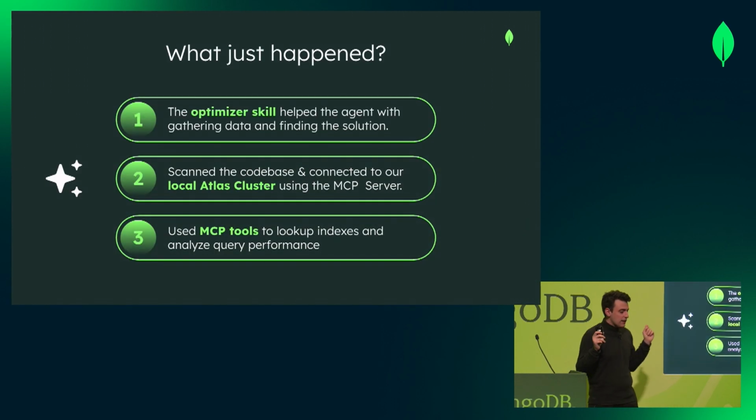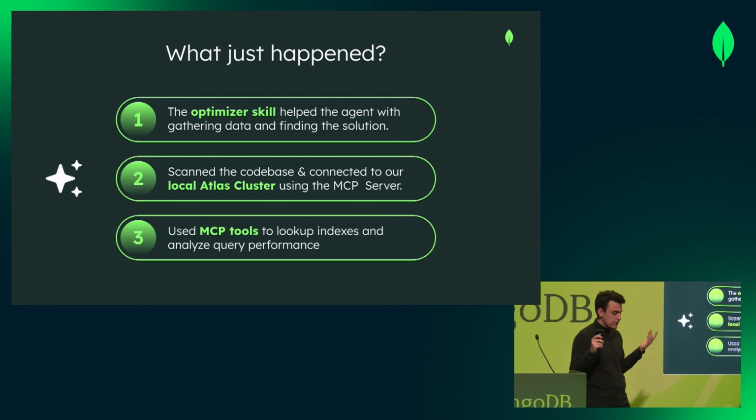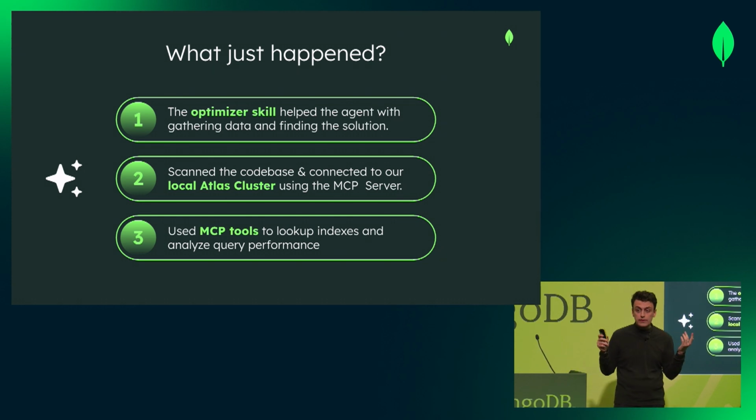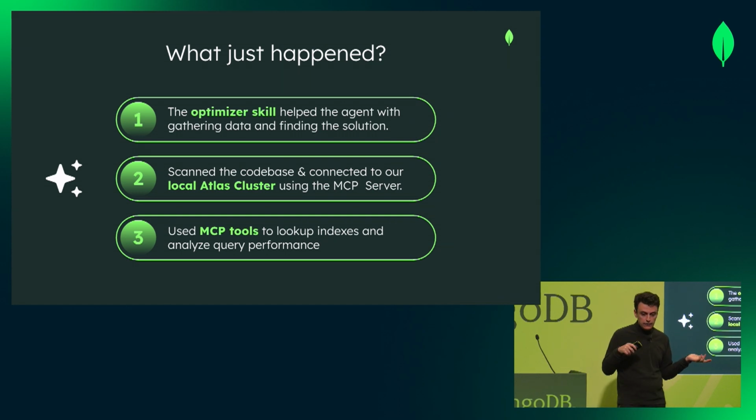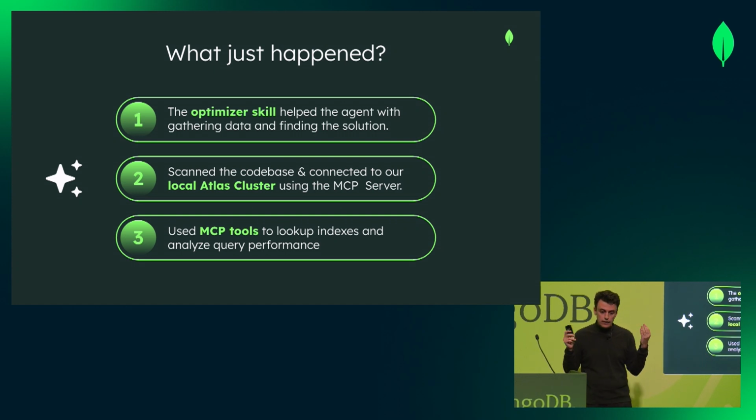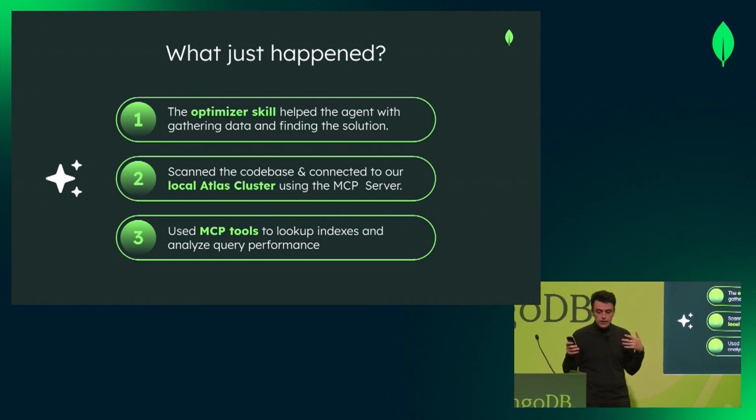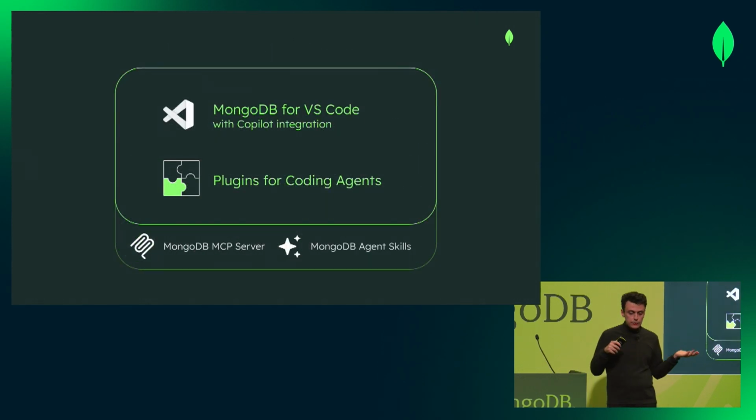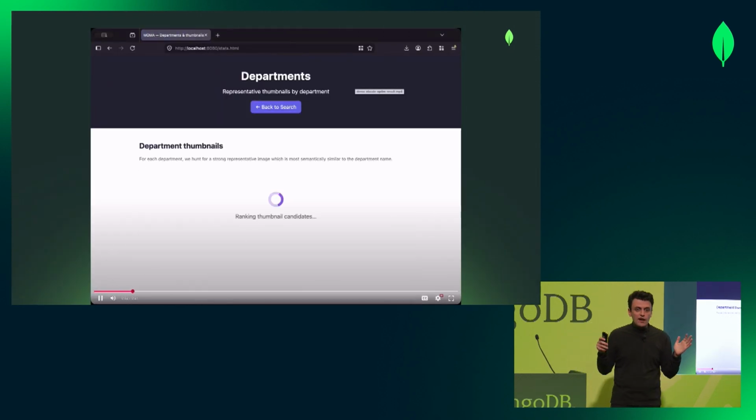Before that, what happened was the optimizer skill helped the agent with gathering the data and finding the solution. And it scanned the code base, connected to our local Atlas cluster, and then used different MCP tools to look up indexes and analyze query performance. And that's what led us to the solution with our tooling. And the result was something like this.